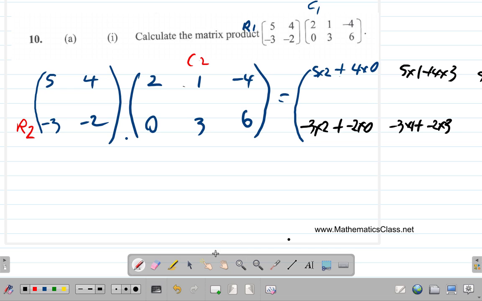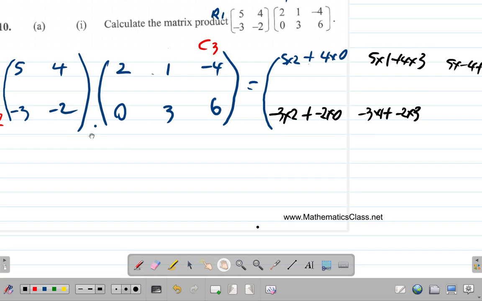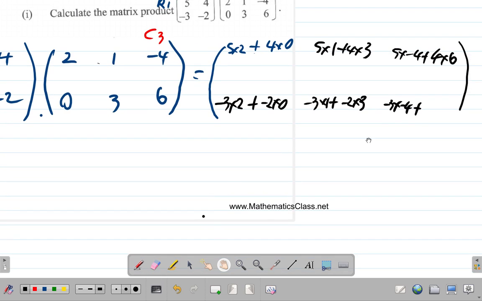Then it's going to be row 2 by column 3. In that case, first by first, negative 3 by negative 4, so negative 3 times negative 4, plus second by second, negative 2 by 6. That's negative 2 times 6.